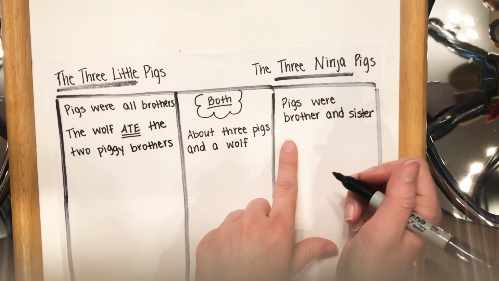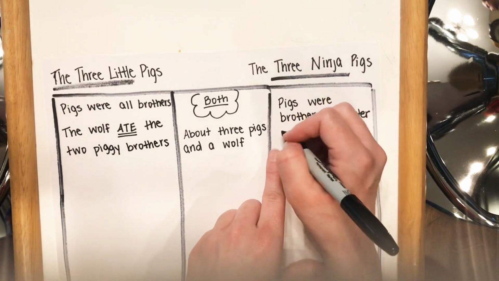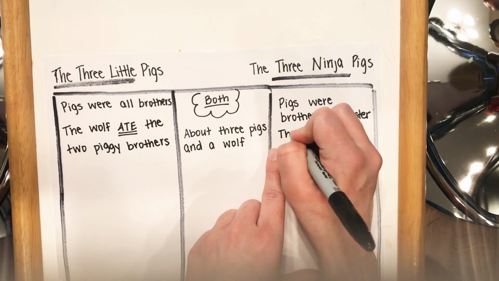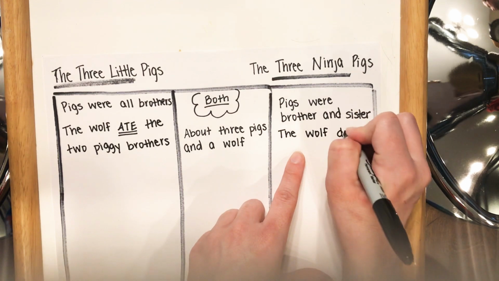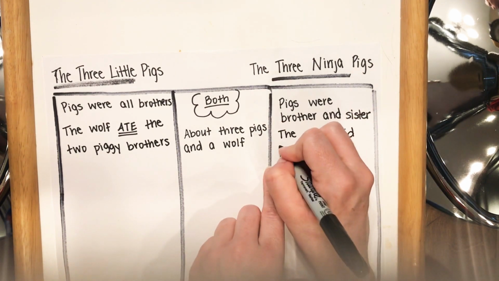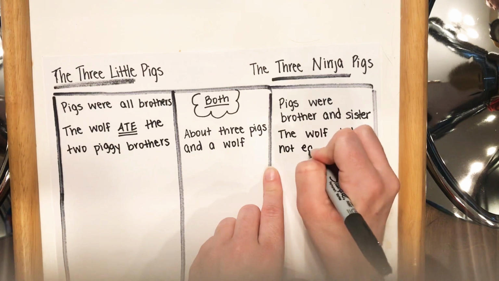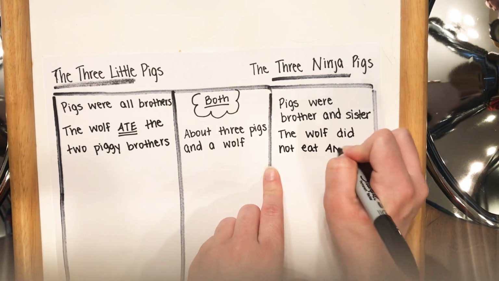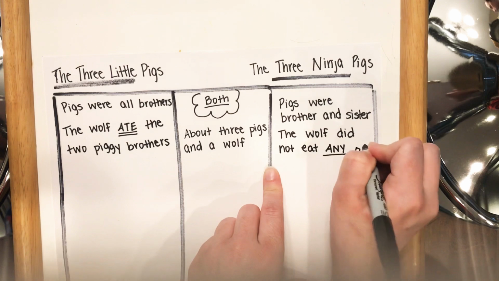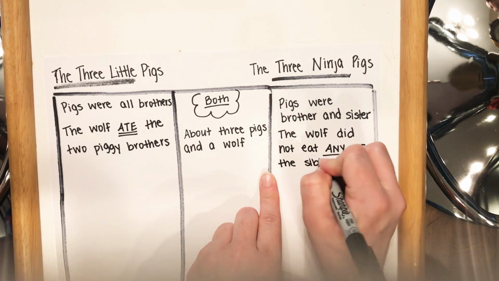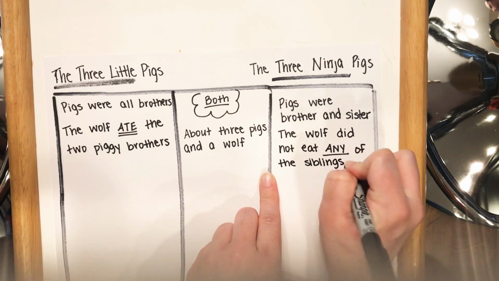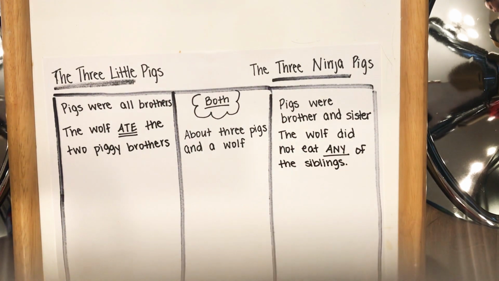And then on this side, I can go ahead and say, from the 3 ninja pigs, the wolf did not eat any of the siblings. And siblings is a fancy word for brothers and sisters. So I got us started.